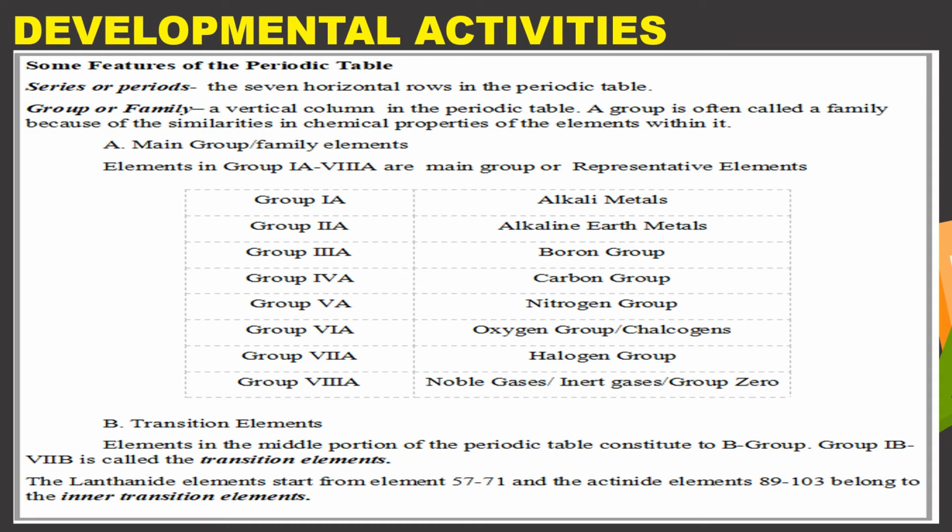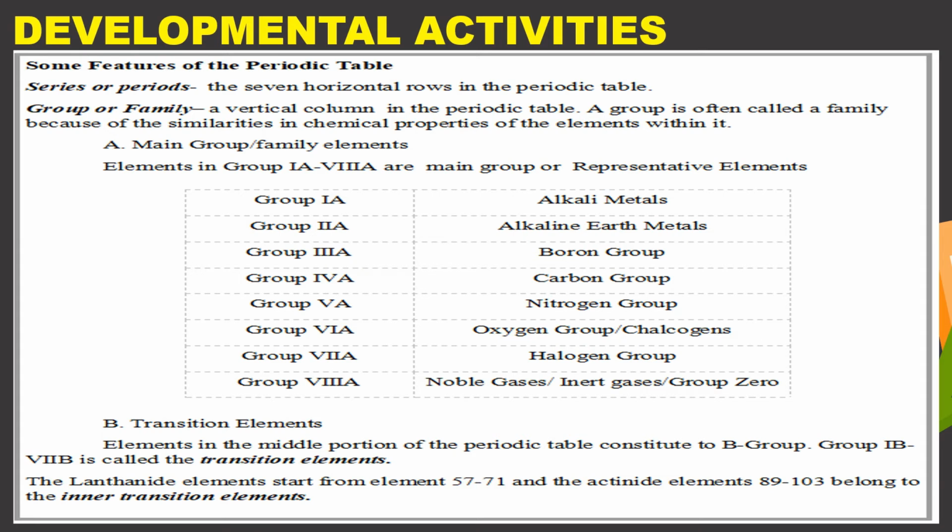The group 1A, also known as the alkali metals. The group 2A, also called the alkaline earth metals. The group 3A, the boron group. Group 4A, carbon group. The group 5A, also known as the nitrogen group. The group 6A, also known as the oxygen group or chalcogens. The group 7A, the halogen group. And the group 8A, also known as the noble gas, inert gas, or the group 0.